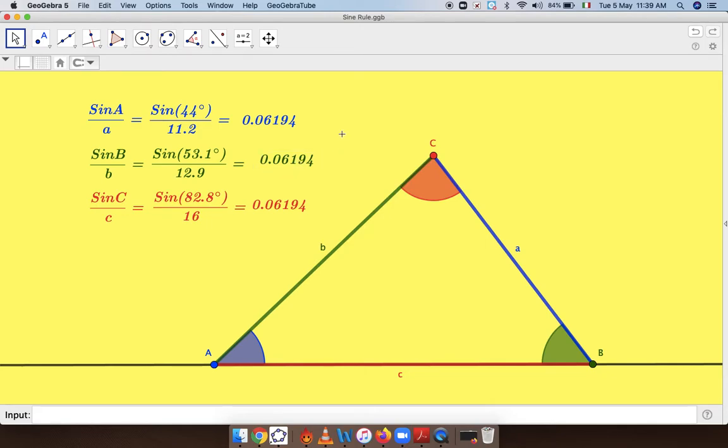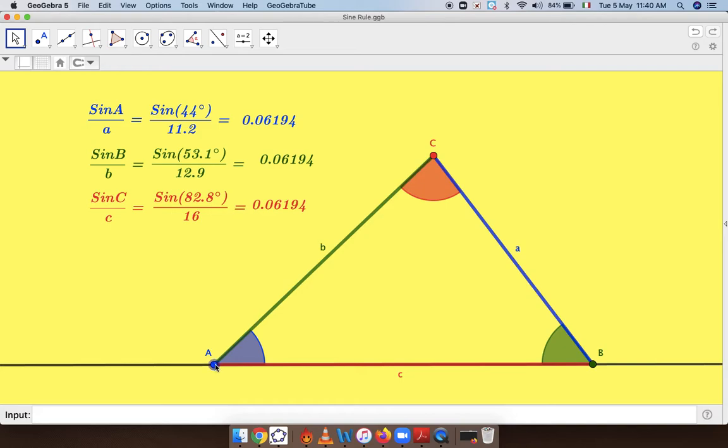And we can see that those ratios are the same, and that's exactly what the law of sines, or the sine rule, tells us. These ratios, the sine of an angle divided by its opposite side, are always going to be, well, I shouldn't say proportional, but equal to one another.